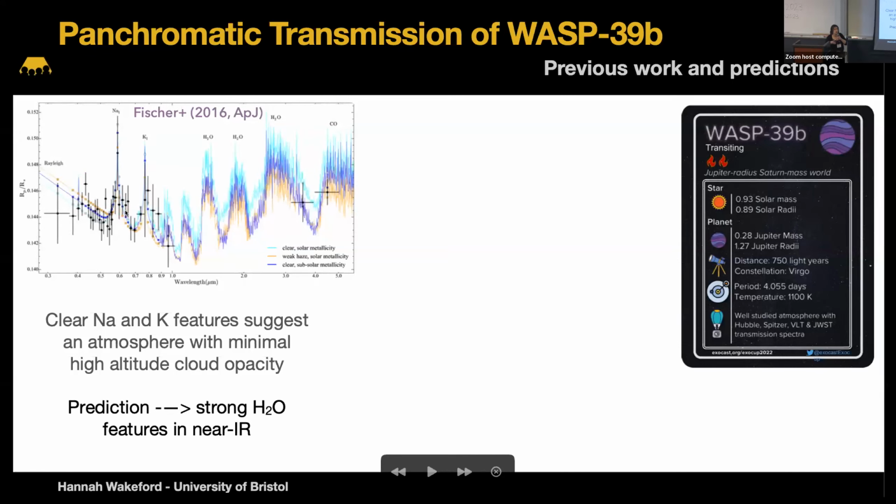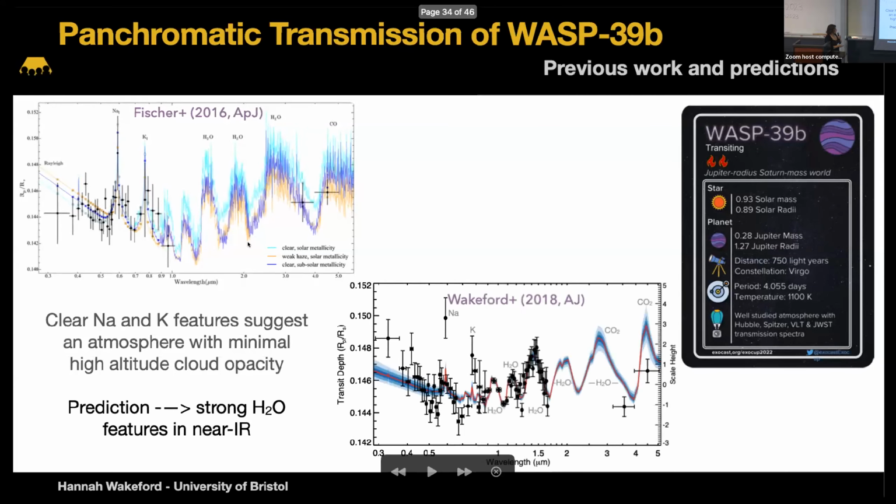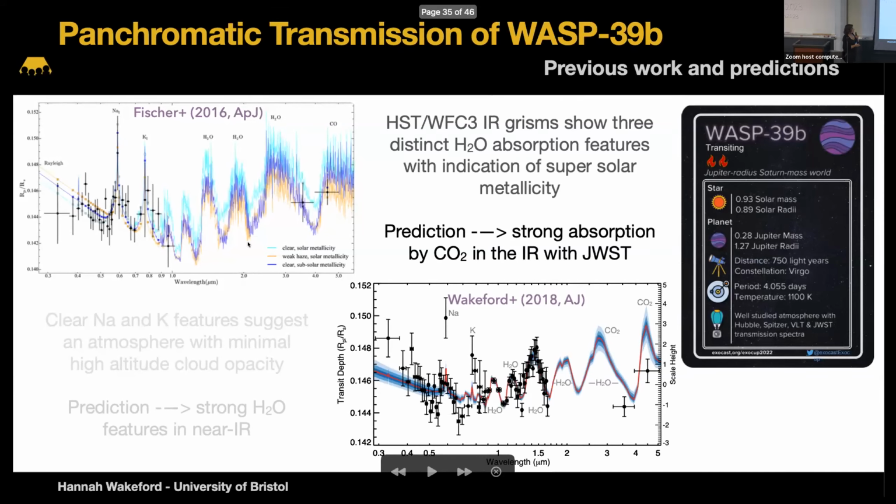Sodium and potassium are a beautiful example of that slant geometry. Their abundances are incredibly low, but we're looking through 30 times the amount of what we would see at normal geometry. Those absorption features are huge, and we can really nicely measure them. So from these measurements of those sodium and potassium features, we predicted that we should see strong absorption from water vapor in the atmosphere. And that is indeed what we saw.